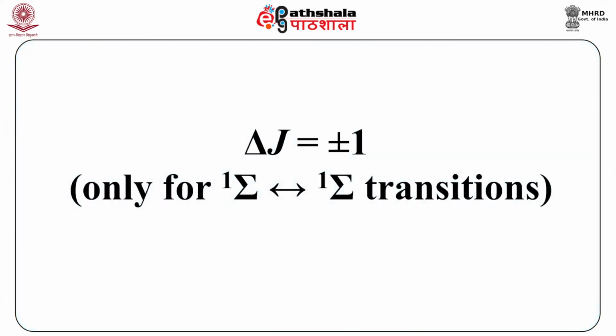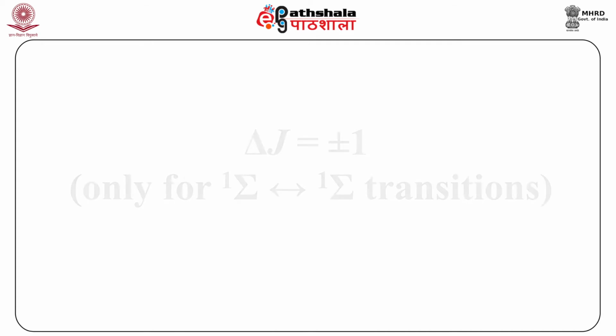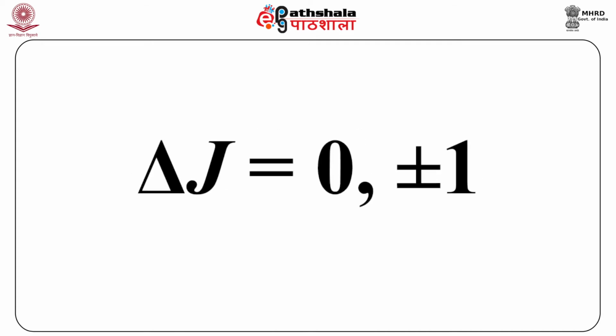If both the ground and excited electronic levels possess neither spin nor orbital angular momenta, that is, both the lower and upper electronic states are 1 sigma states, that is, they are singlets, and they are sigma, that is, they do not have any angular momentum, the absorbed or emitted photon can only change the rotational quantum number by 1 unit, and delta J is equal to plus or minus 1, as we have seen for pure rotational spectroscopy. Only this is valid only for 1 sigma to 1 sigma transitions. For all the other transitions, delta J equal to 0 is also allowed.